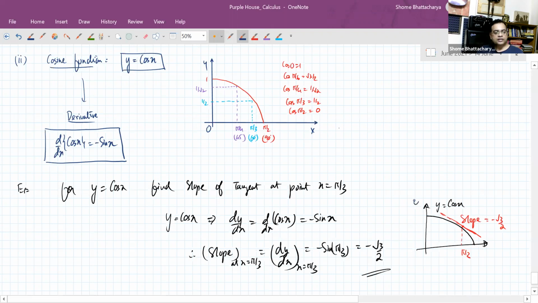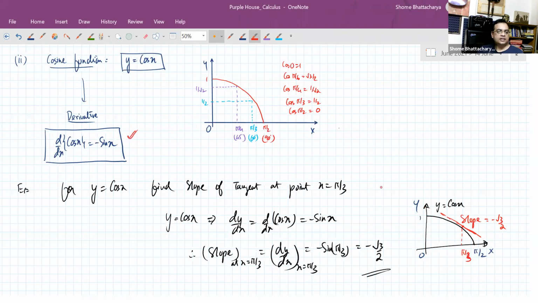So it is because of the very nature of the cos graph. Because the cos graph's value is decreasing from 1 to 0 as x goes from 0 to pi by 2. So at any point between 0 and pi by 2, like pi by 3 over here, if I draw the tangent, it will have a negative slope.